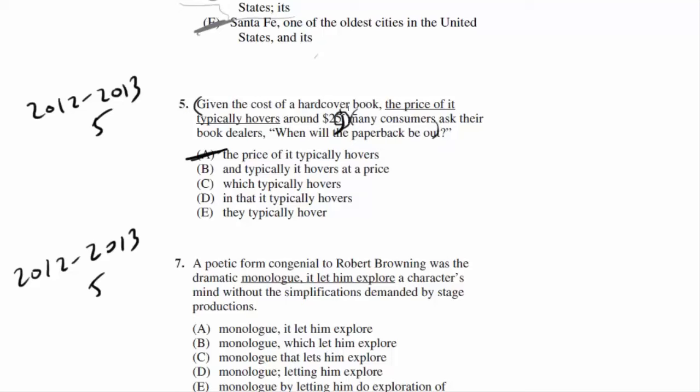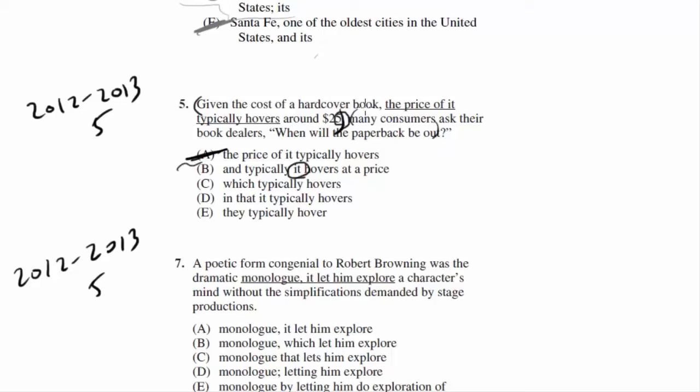Given the cost of a hardcover book, and typically it hovers at a price around $25, many consumers ask their book dealers, when will the paperback be out? So again, this one's a bit awkward as well. We would not really like it. We would rather have just something without it, because again, it's a dummy pronoun. Also, overall, just an awkward one. We can keep this for now, but not really a great choice.